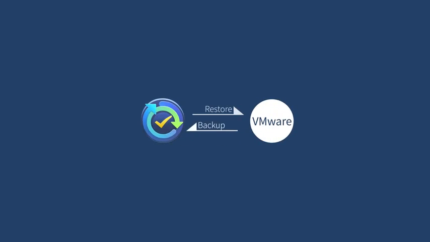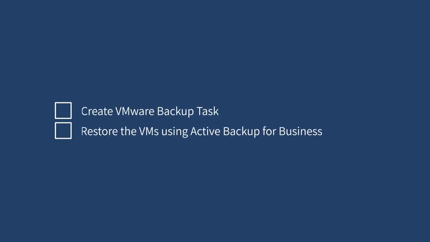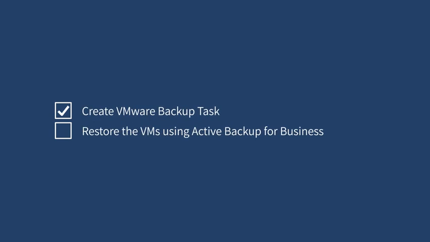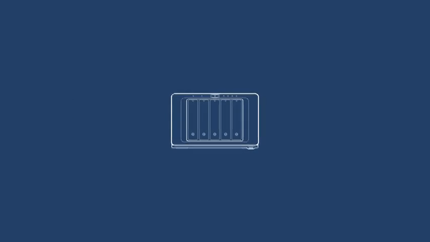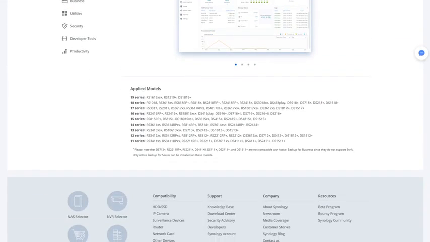Synology Active Backup for Business makes it easy to back up and restore virtual machines in VMware vSphere. In this video, we'll demonstrate how to create a VMware backup task and restore the virtual machines using Active Backup for Business. Before you start, please install Active Backup for Business on your Synology NAS. For the compatible model list and supported VMware editions, please visit the link in the description.